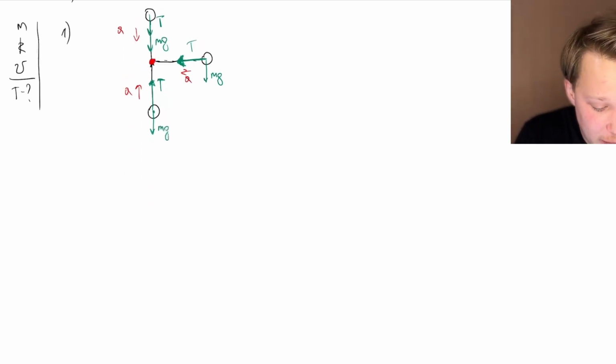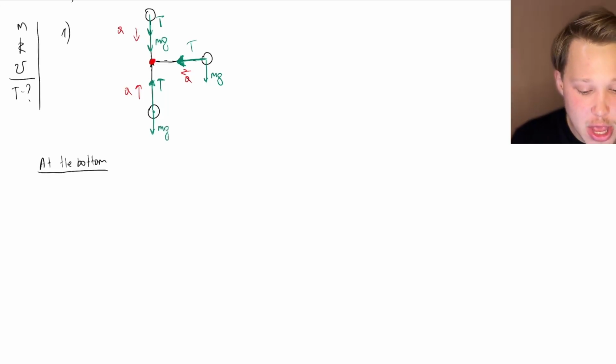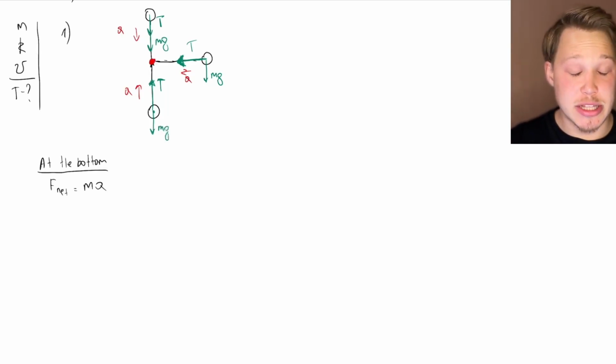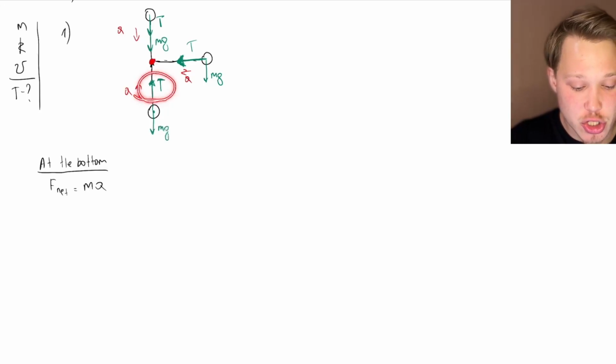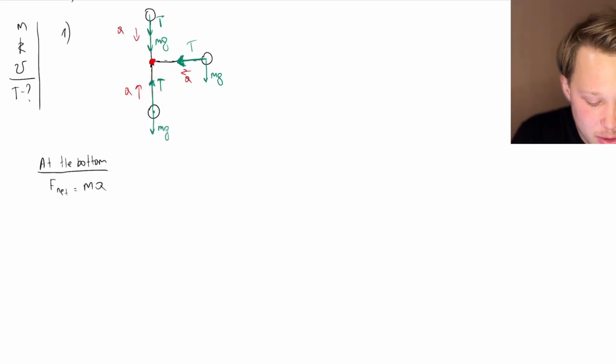We'll start with the bottom. So let's find out the expression for the bottom of the circle. So, of course, we'll start with F net is equal to MA, right? Let's find out what forces we have here. So we have tension that is going up. So I'll label up as a positive direction. So T is going up, right? Minus mg that is going down is equal to MA.